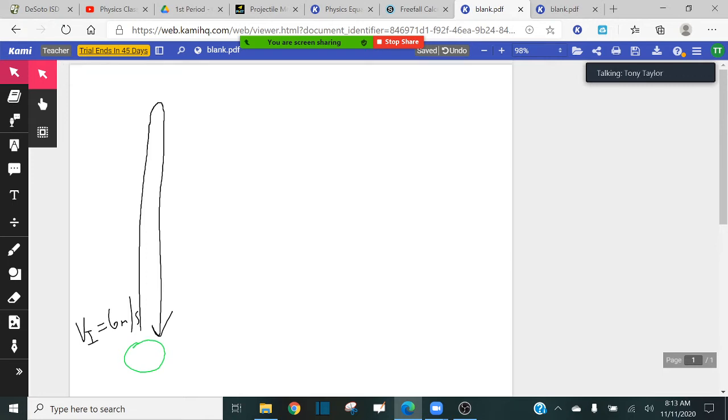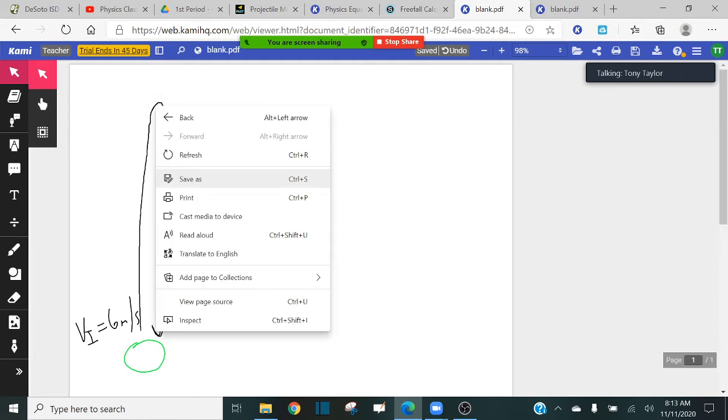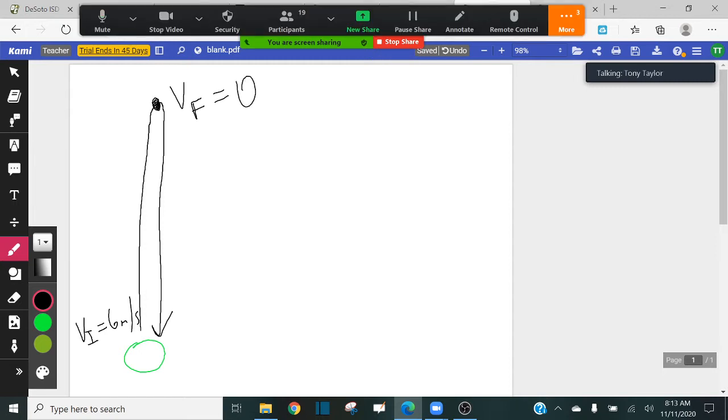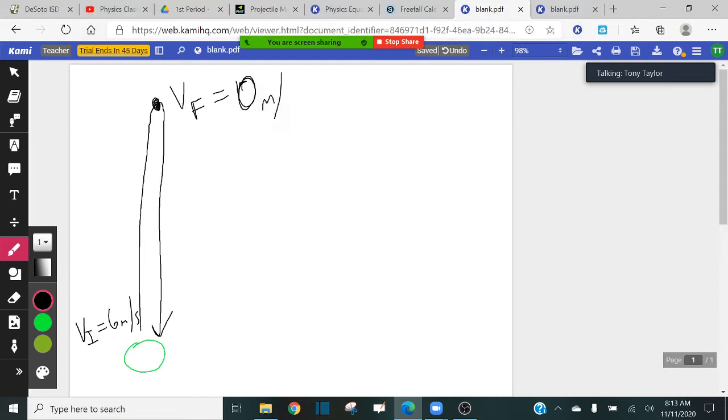Now, someone tell me, what is the final velocity of the tennis ball at the very top? It's just 0, right? Thank you, Michaela. The instantaneous velocity is 0 because it comes to a stop. So in other words, we have all the information we need to find the time it takes for the ball to go from here to here.